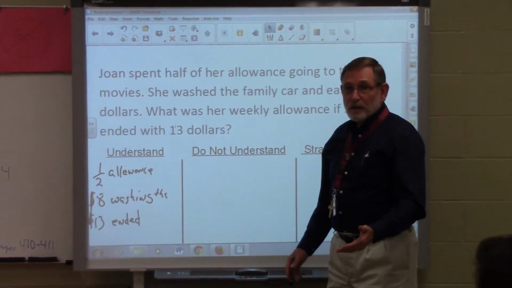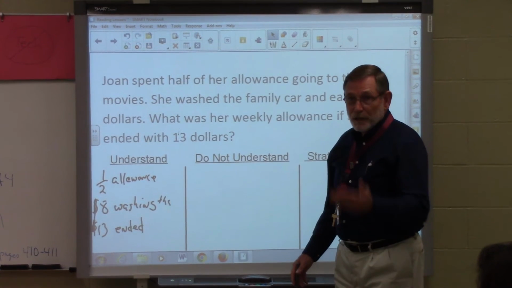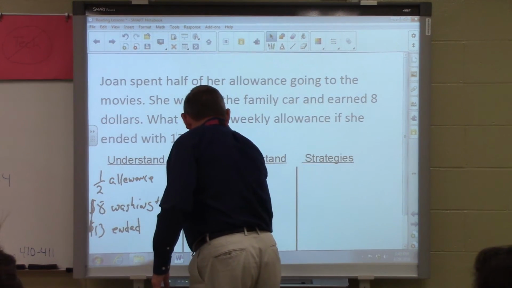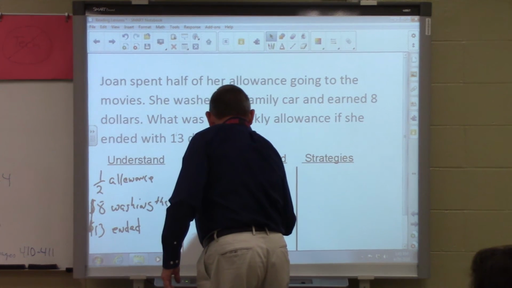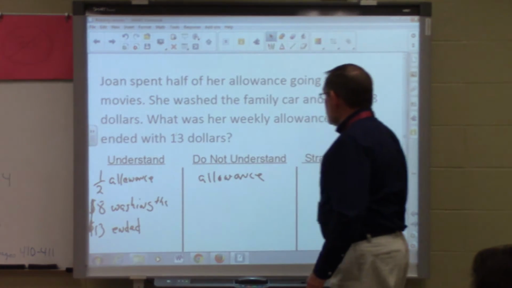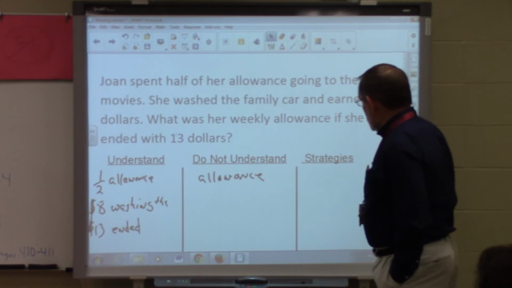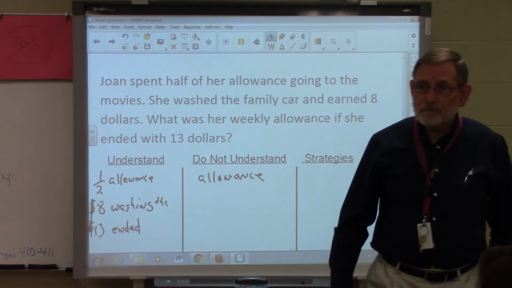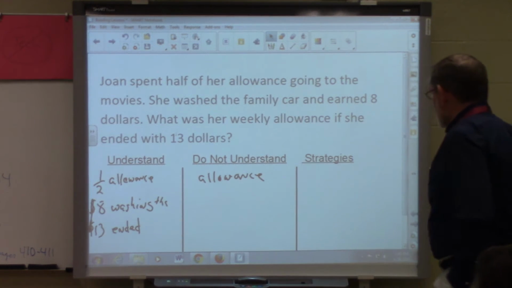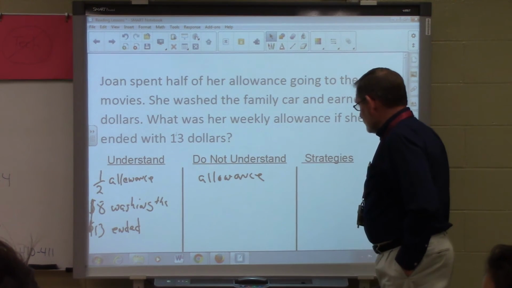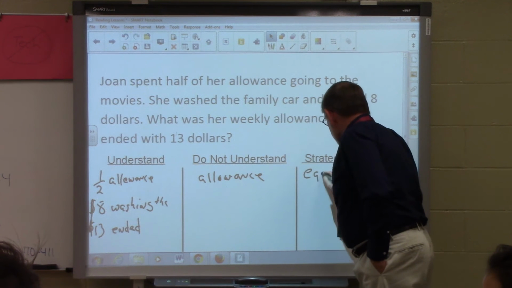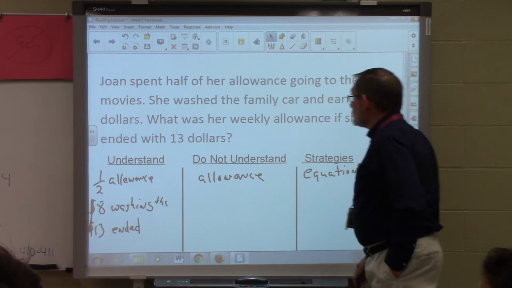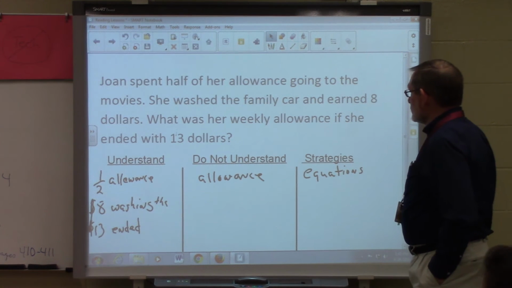What she started off with, yeah. We don't know what her allowance was. That's pretty clear. So how are we going to figure out the allowance? By setting up an equation. In this case, she earned $8, so 13 minus 8 is 5, times 2. She had $10 at the beginning of it.